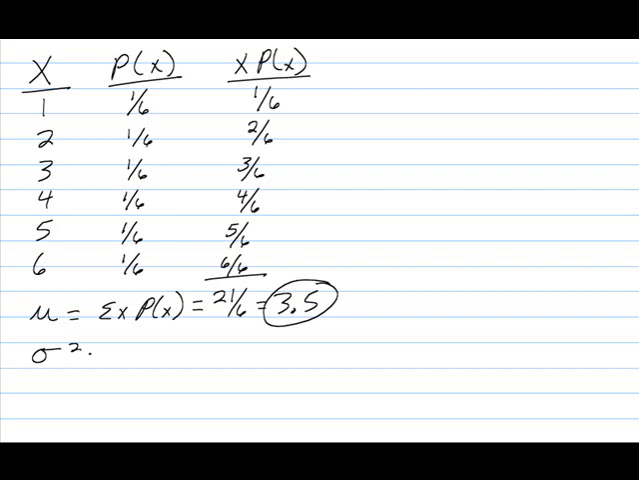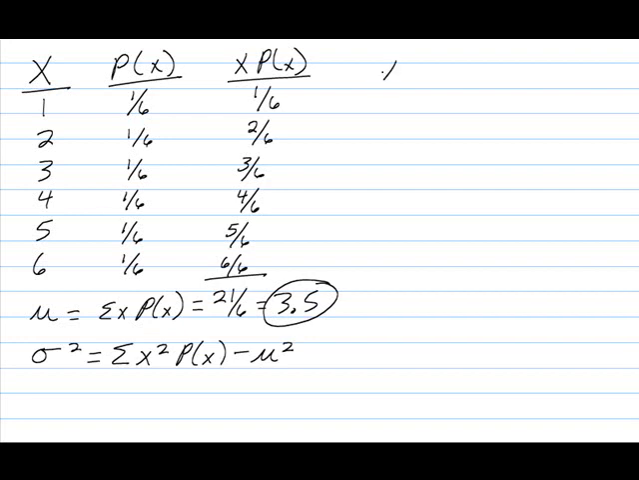Example 2 is really a continuation of example 1. Here we're trying to find the standard deviation. So we start with the variance, which is the sum of x squared times p of x minus the mean squared. So in order to find this, we'll start with the sum.